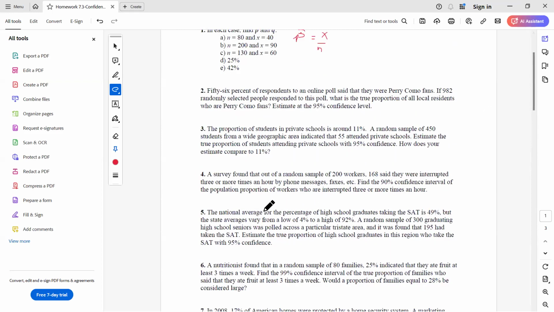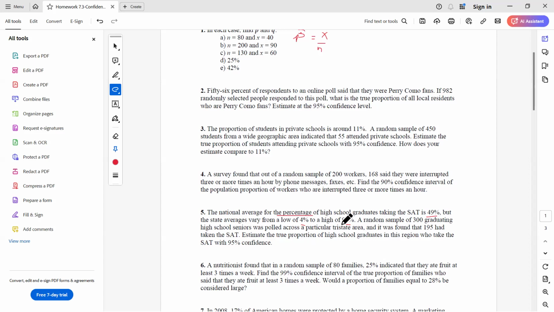The national average for the percentage of high school graduates taking the SAT is 49%. Now what that is, that's an approximation of the population proportion, okay? For this, but the state averages vary from a low of 4% to a high of 92%. Okay, they haven't given us anything yet. They just basically told us that the population proportion is about 49%, and the states vary from 4 to 92.